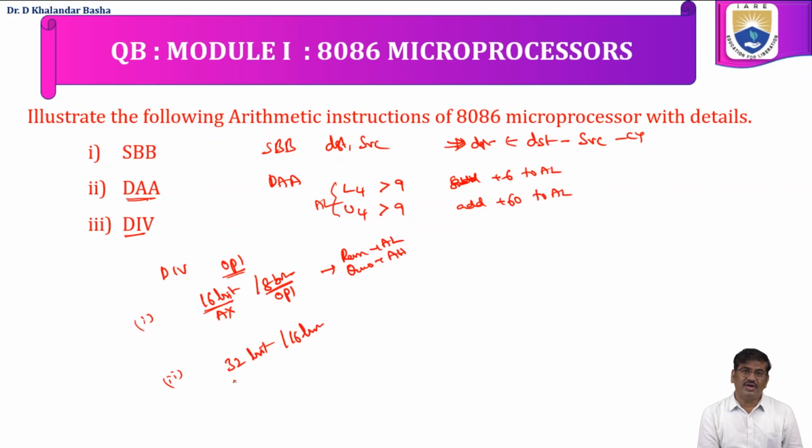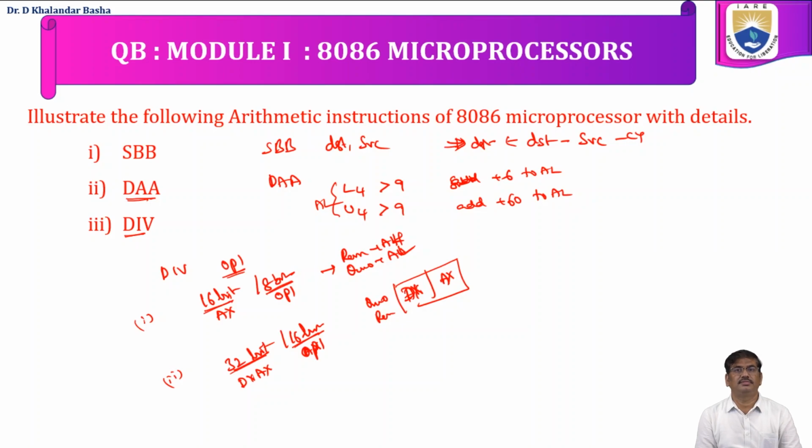Similarly, when we are going for 32-bit by 16-bit division, the 32-bit dividend we are going to have in the DX AX pair. Then the 16-bit divisor we are going to have in the operand 1 position of the instruction. After the division operation, we'll get the quotient and the remainder in the AX and DX registers. Here, quotient in AX and remainder in DX.